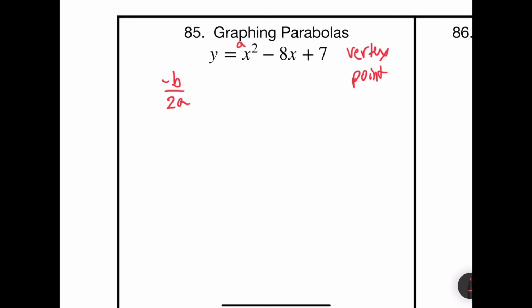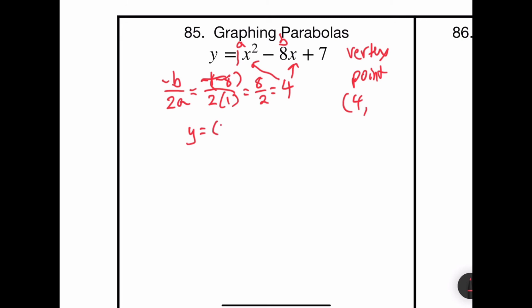A is the coefficient on the squared term, and b is the coefficient on the x term. So I'm going to have the opposite of negative 8 divided by 2, remember there's a hidden 1 right here, times 1. So negative negative means plus, so I would have 8 over 2, which would equal 4. So that's the x-coordinate of my vertex. Now I just have to find its y-buddy. So to find its y-buddy, I'm going to substitute 4 back into the original equation and solve for y.